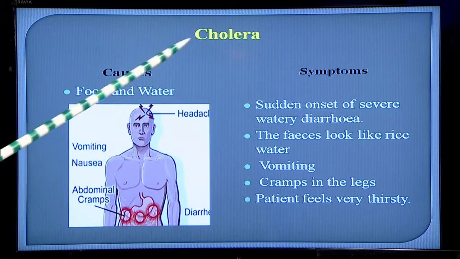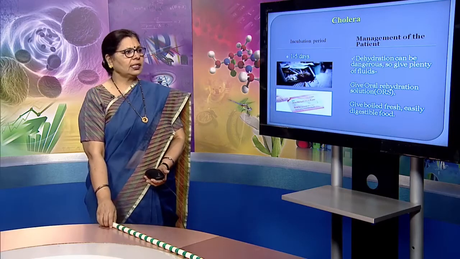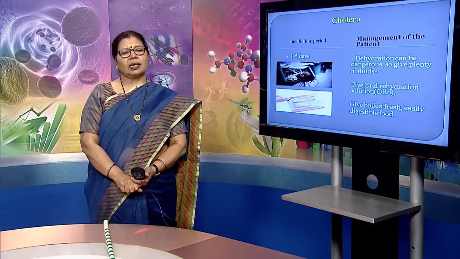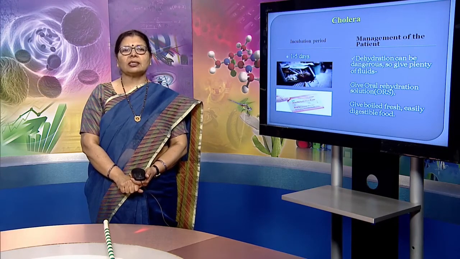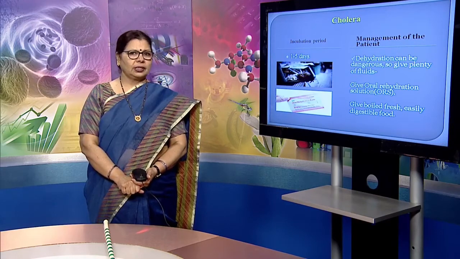And what are the symptoms? For cholera, sudden onset of severe watery diarrhea. Feces look like rice water, with vomiting, cramps in the leg, and the patient feels very thirsty. How to manage it? And here you are seeing one term, incubation period. For cholera it is 1 to 5 days. I will explain what the incubation period is. The incubation period is when there may or may not be symptoms, but the person has the microorganisms in full and can also cause the disease in others. So 1 to 5 days will be the peak period for the disease.